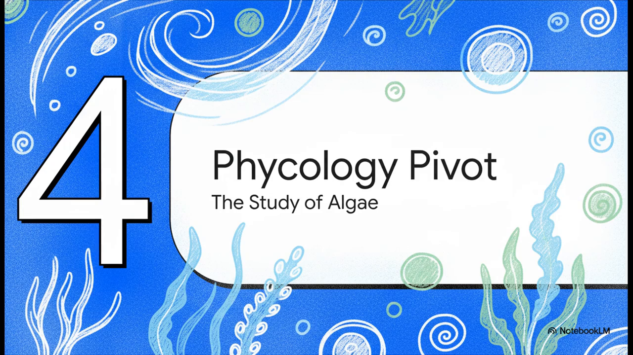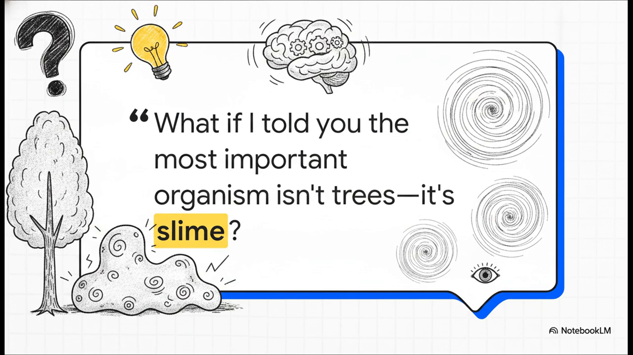All right, bringing the energy back up for Section 4, the Phycology Pivot. Remember that typo we talked about at the very beginning? Well, here is a bonus script for actual psychologists studying algae. Listen to this. What if I told you the most important organism on Earth isn't trees, it's slime?